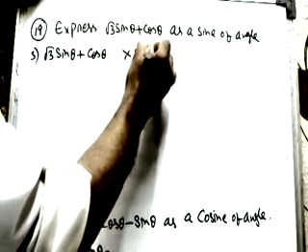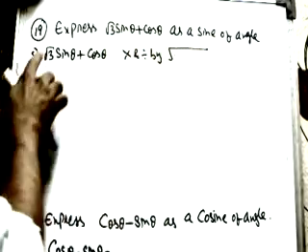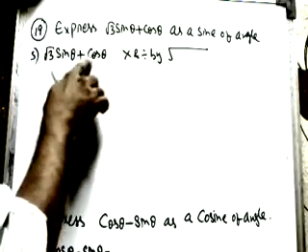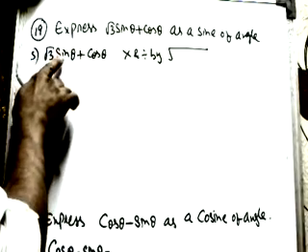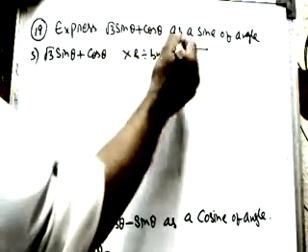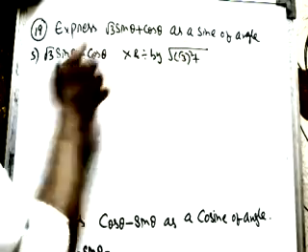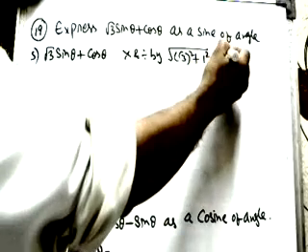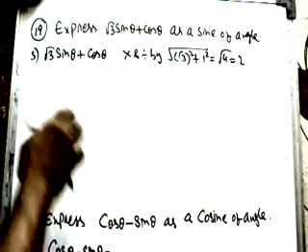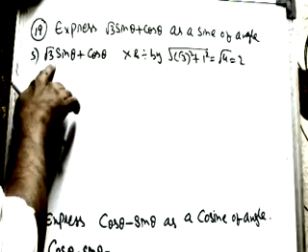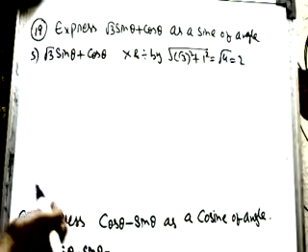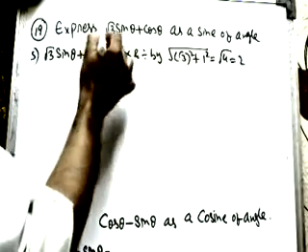We have to multiply and divide by under root of squares of the coefficients of these two terms. Sin theta coefficient is root 3 whole square plus cos theta coefficient is 1 square. Root square cancel, 3 plus 1 is 2. So we have to multiply and divide by root.